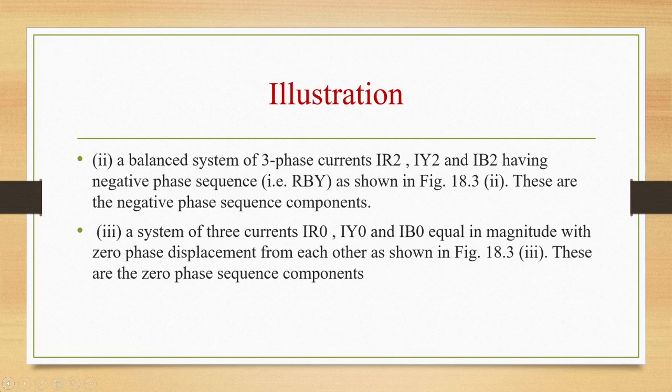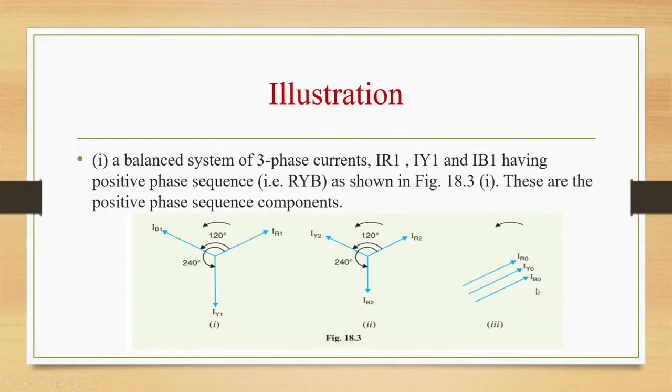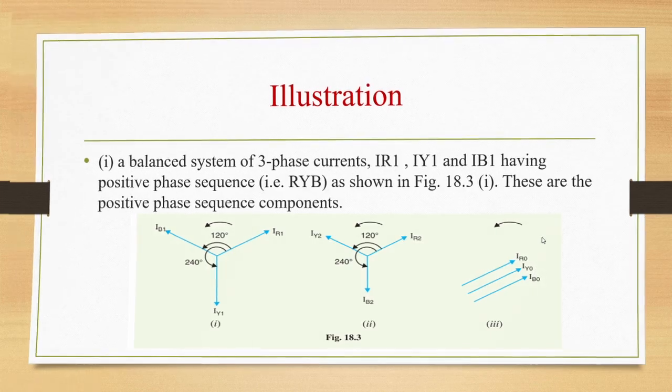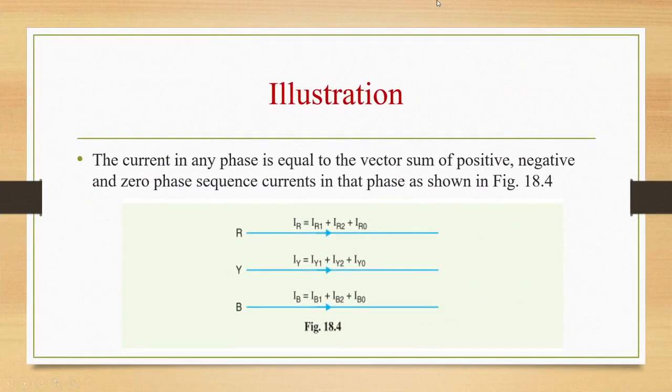The third one is a system of three currents IR0, IY0 and IB0 equal in magnitude with zero phase displacement from each other, as shown in the third figure. This one is IR0, IY0, IB0. These are the zero phase sequence components. The current in any phase is equal to the vector sum of the positive, negative and zero phase sequence currents in that phase, as shown in the figure.